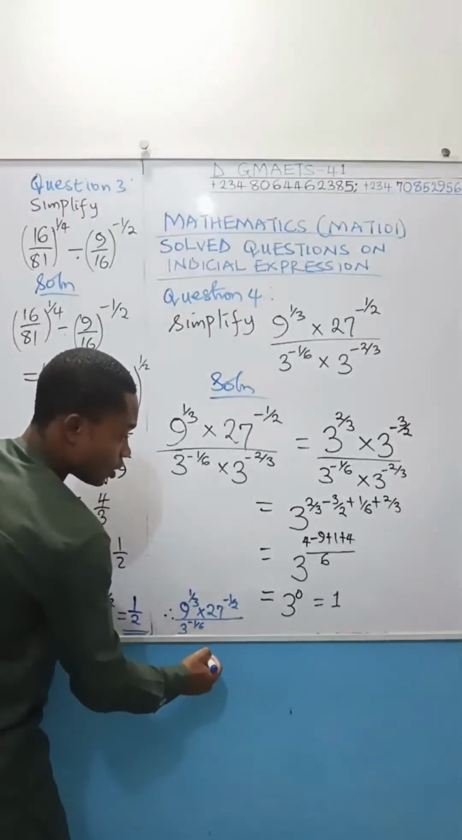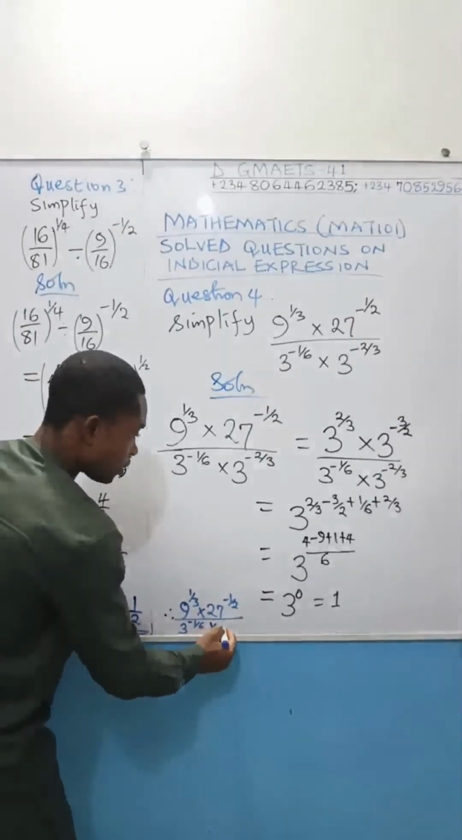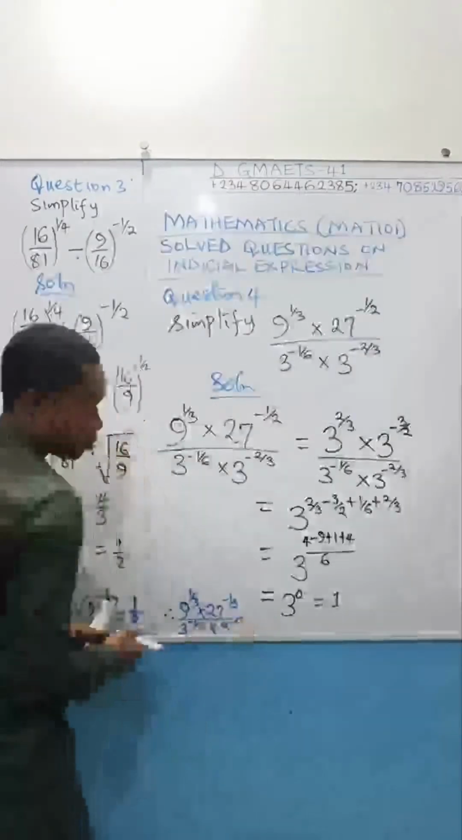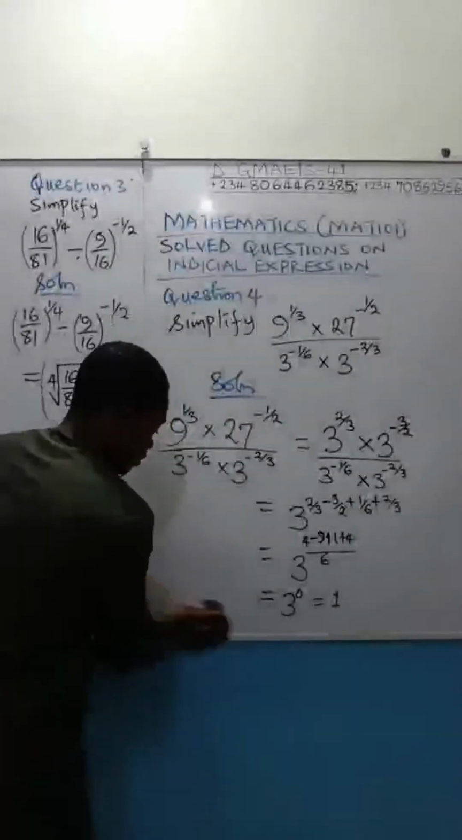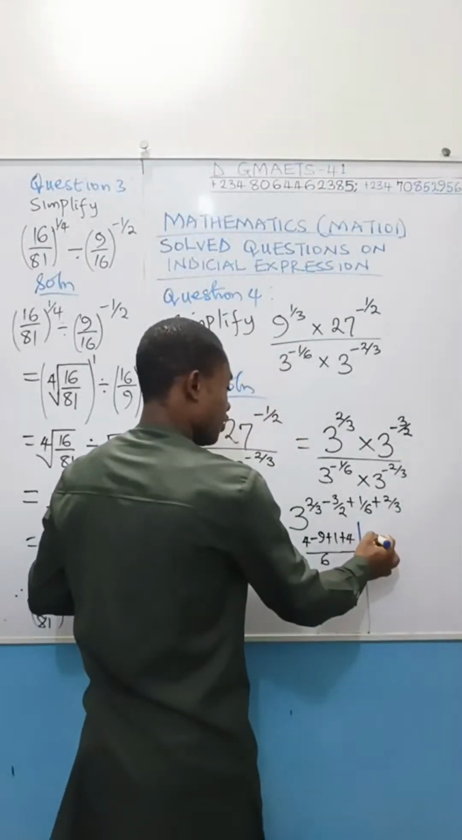Sorry, I'm trying to squeeze this here. All right, then times 3 to the power of minus 2. I think I'll have to write out the result there. Anyway, but I'm sorry about that.